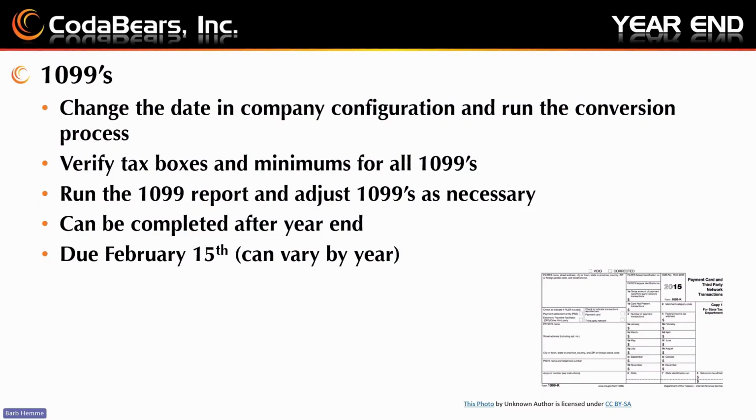But the basic steps are we have to make sure that the date in company configuration is for the year that we're producing the 1099s. We need to verify the tax boxes and minimums for all 1099s. Again, I've been told that the new minimum is not going to be $600. It's going to be $1,000. Please don't take tax advice from me, but make note of it.